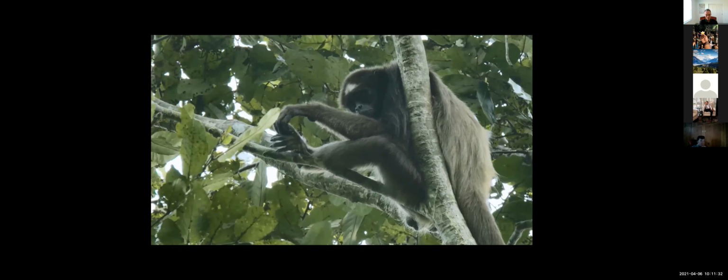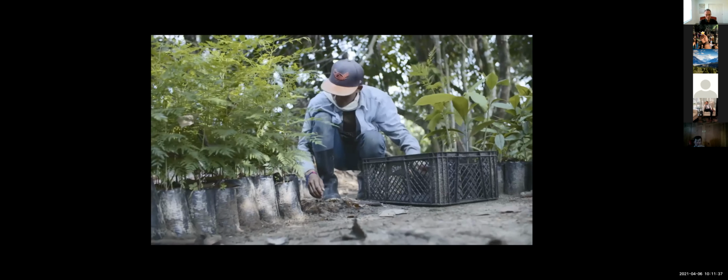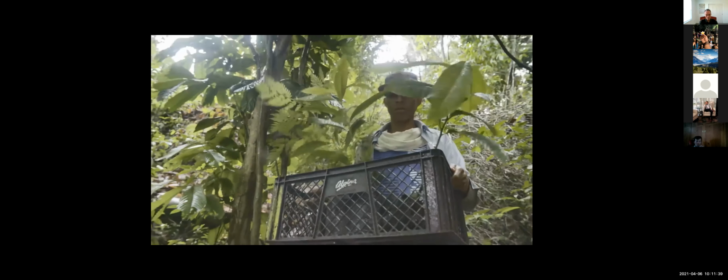Researchers are trying to break this cycle by replanting the seeds they found. They plant them in deforested areas that are no longer used for agriculture.